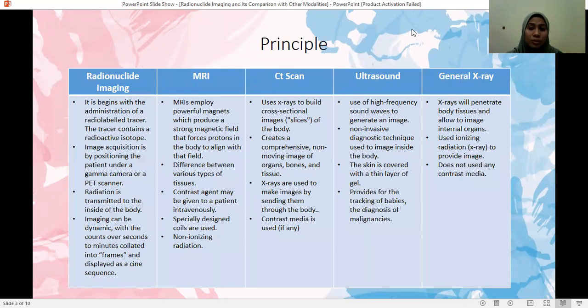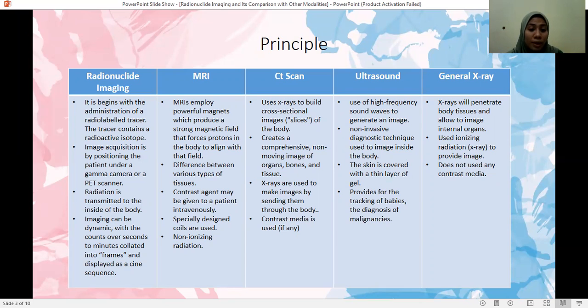So this is the comparison of principles between radionuclide imaging, MRI, CT scan, ultrasound, and general X-ray. For radionuclide imaging, it begins with the administration of a radiolabeled tracer. The tracer contains a radioactive isotope. Image acquisition is done by positioning the patient under a gamma camera or a PET scanner. The radiation is emitted from inside the body. Images can be dynamic, with the counts over seconds to minutes collated into frames and displayed as a cine sequence.